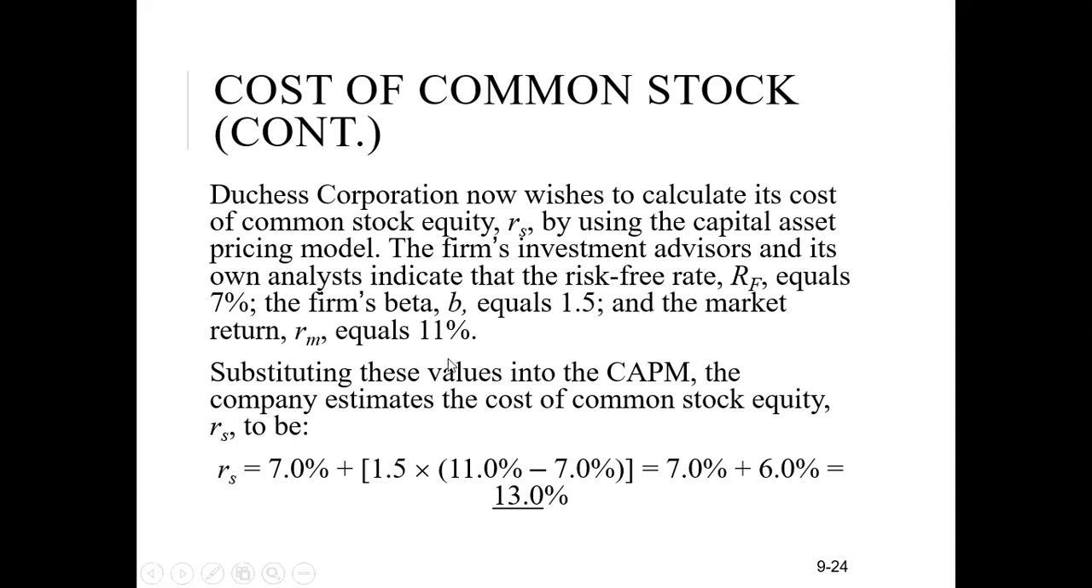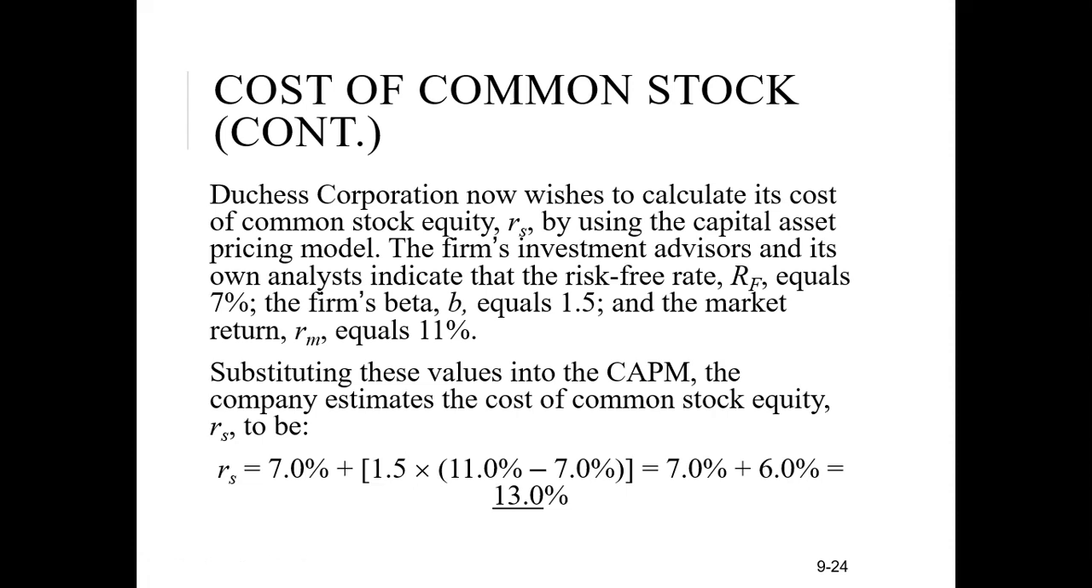So here I can get the risk premium, which is 11 minus 7, and it will give me 4. 11 is the market rate, and 7 is the risk-free rate of the bonds in the bond market. And then 1.5, and then we have the 7%, which is the risk-free rate. So I find out what the cost of the common stock is, which is RS.